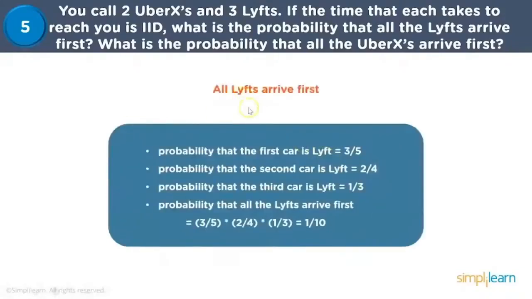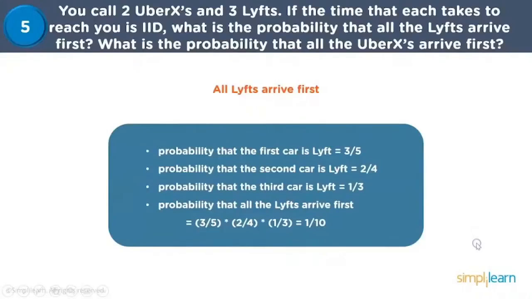First, let's look at all the Lyfts arriving first. Then first we need to find the probability that the first car is a Lyft, which is going to be 3 by 5, since we have 3 Lyfts and in total we have 5 vehicles. Next, we want to find the probability that the second car is a Lyft, which is going to be 2 by 4. Third, we need to find the probability that the third car is also a Lyft, which is 1 by 3. Now all Lyfts arriving first is going to be the product of the above 3 probabilities, that is 3 by 5 into 2 by 4 into 1 by 3, which is nothing but 1 by 10.